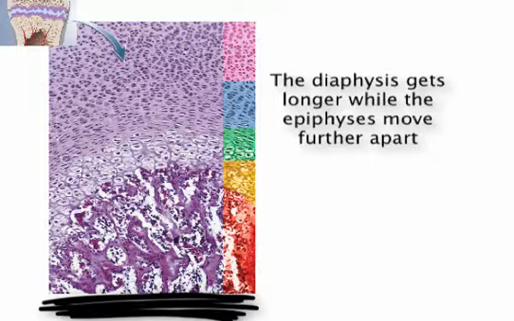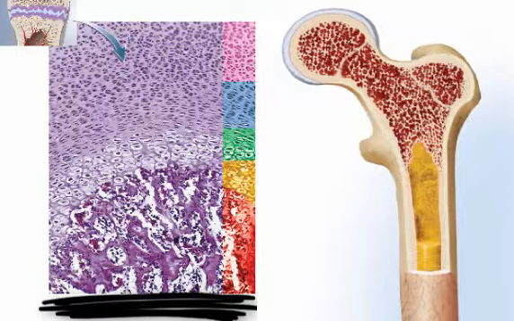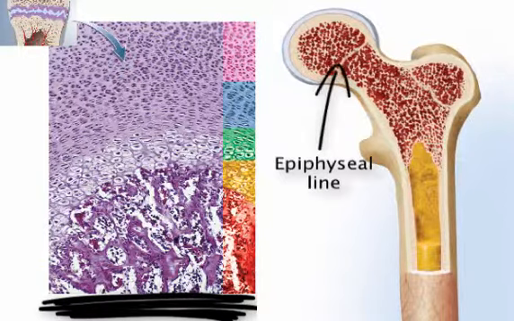This process continues to allow the bone to get longer until adulthood, when the zone of proliferation stops proliferating and the growth plate turns completely into bone. This ends the potential for bone elongation.